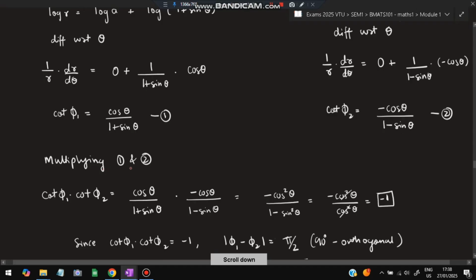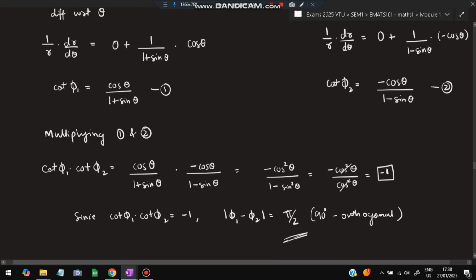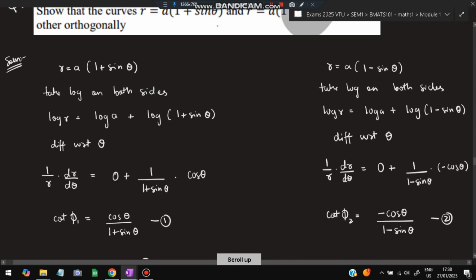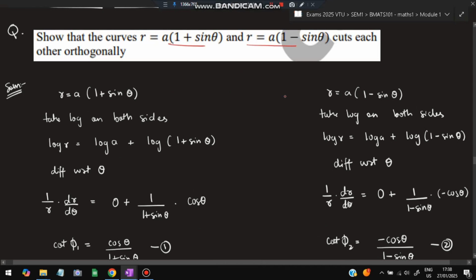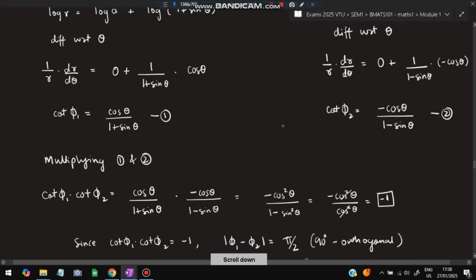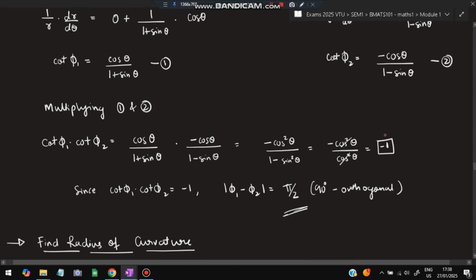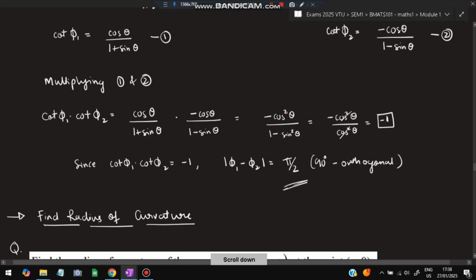Your step 2 is to multiply 1 and 2. This answer we got and this answer we got, we will multiply both of them. When we multiply both of them and simplify, we will get minus 1. When we get minus 1 on the multiplication of cot φ1 and cot φ2, that is an indication that they are at 90 degrees, orthogonal. So these two curves cut each other at 90 degrees. Again, write these two things first, then take log on both sides, multiply the cot values of each, and if you get minus 1, both curves cut each other at 90 degrees or orthogonally.